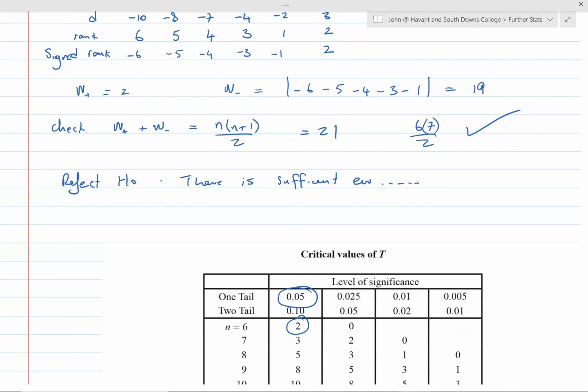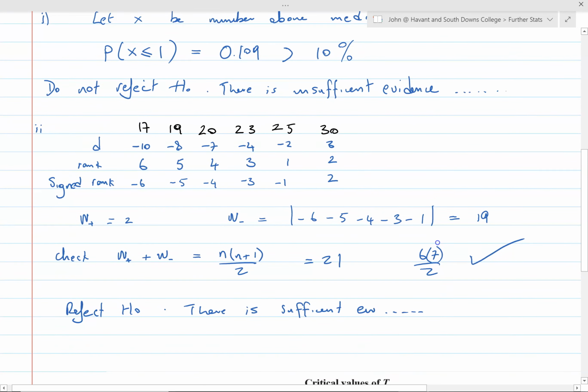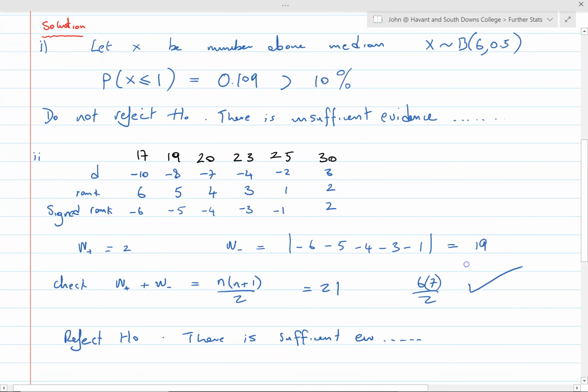Okay, so just the reason why we've done this example is because we have an example where the two tests have come to a different outcome. And why is that?